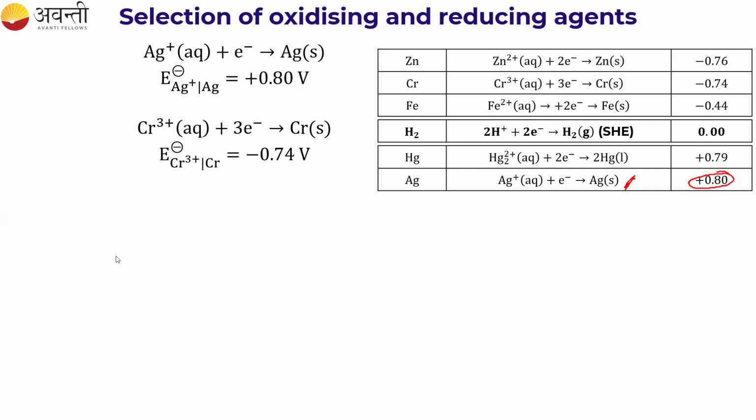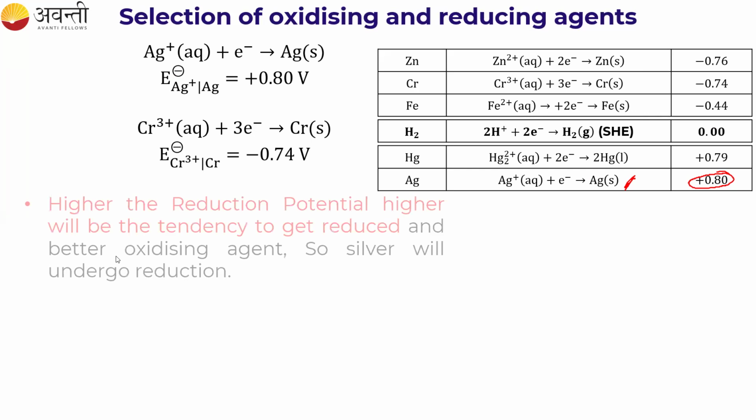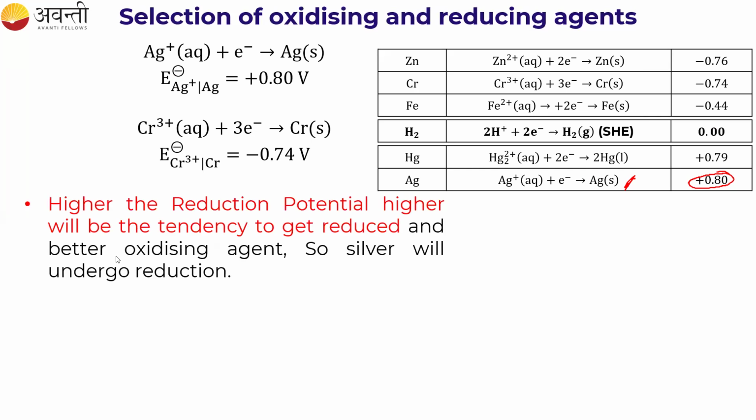Any idea? Higher the reduction potential, higher will be the tendency to get reduced, and better is the oxidizing agent. Okay. So silver is the one which will undergo reduction. More positive means it is a strong oxidizing agent. So silver is the strong oxidizing agent compared to chromium. Oxidizing agent means it can gain the electron easily and more effectively compared to chromium.